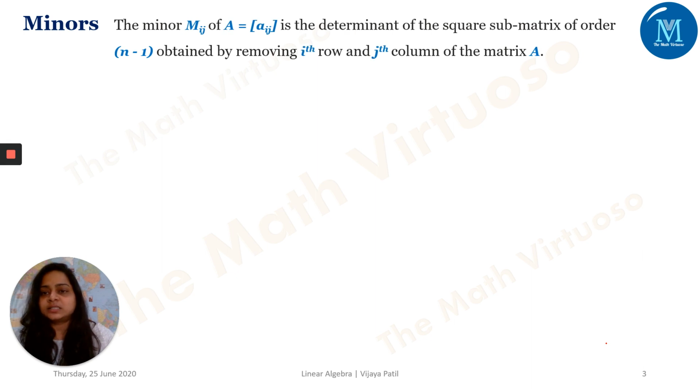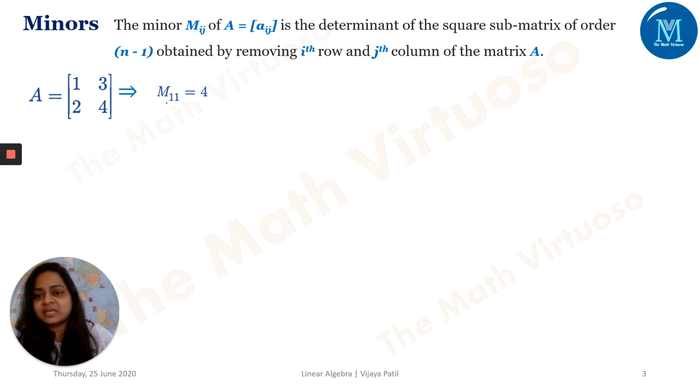Okay. The minor, let me just give you this definition later on. Suppose I have A equals 1, 3, 2, 4. That is a 2 cross 2 matrix. Then the minor, that is minor M11. What we are doing for the matrix is this: this one element is an element of this capital A, and its position is 1, 1. That means it is placed in the first row and the first column.